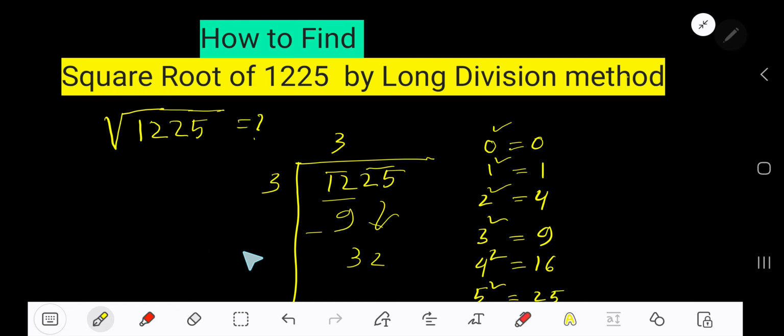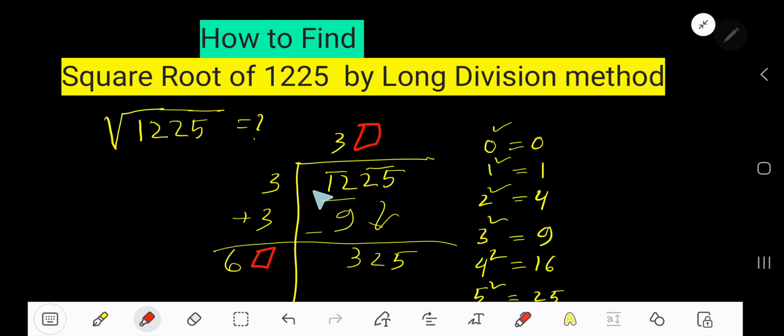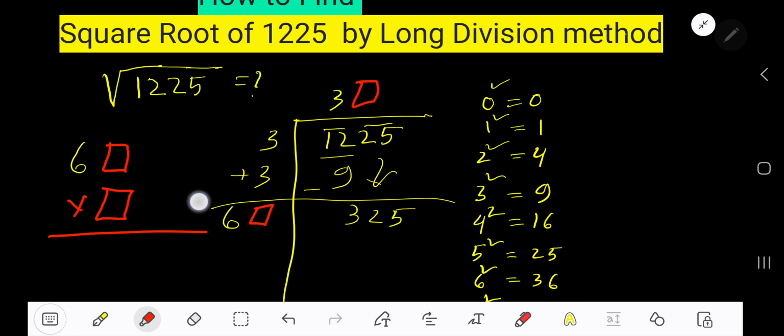Okay, 325. You have placed the digit 3, so the same digit will come under this divisor, and you need to add 3 plus 3, which is 6. Now you have to guess a number, and you need to multiply this number by this. So 6, and your guessing digit times the digit itself.